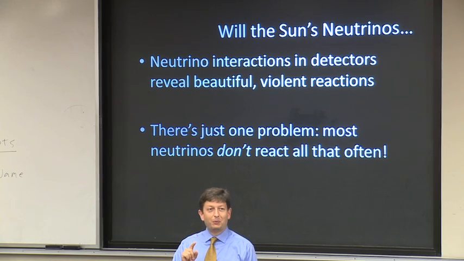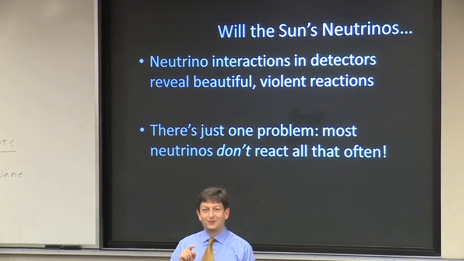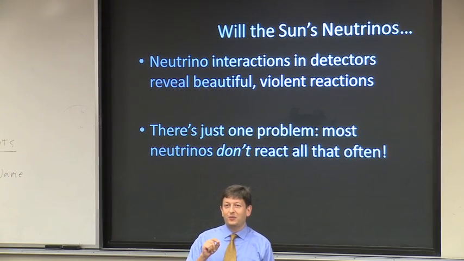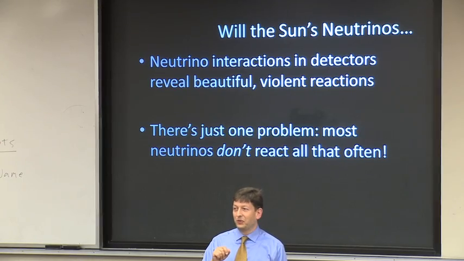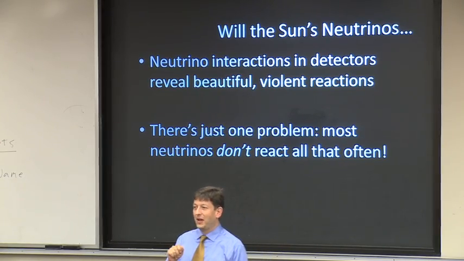There's just one little problem. It doesn't happen all that much. Okay? Most of the neutrinos produced by the sun pass right through the Earth. Okay? They are extremely weakly interacting.